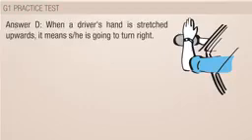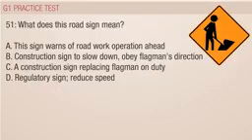Answer D. When a driver's hand is stretched upwards, it means he is going to turn right. Question 51. What does this road sign mean? A. This sign warns of road work operation ahead. B. Construction sign to slow down, obey flagman's direction. C. A construction sign replacing flagman on duty. D. Regulatory sign, reduce speed.